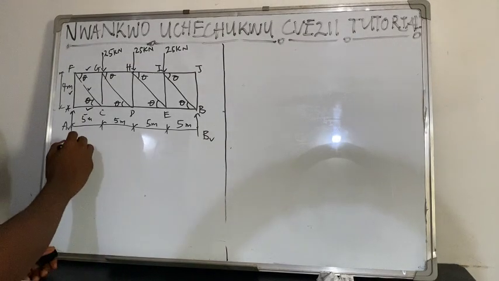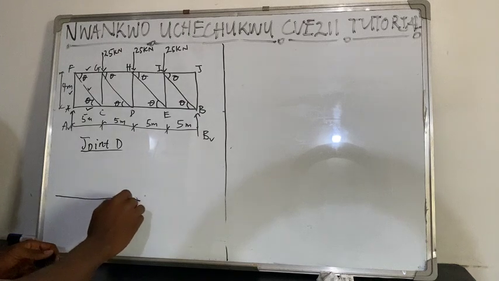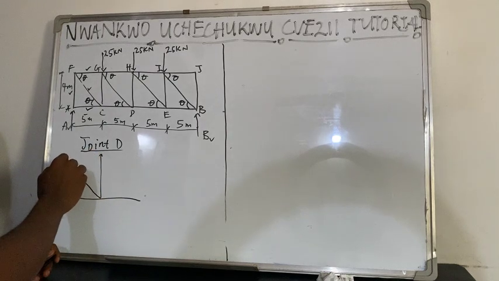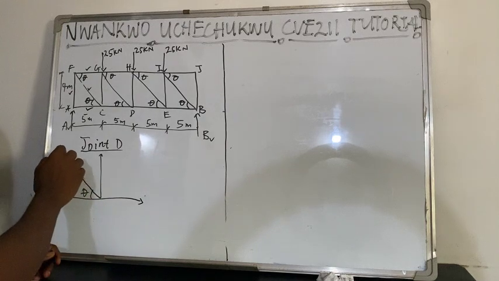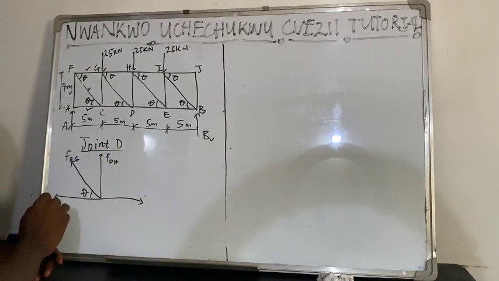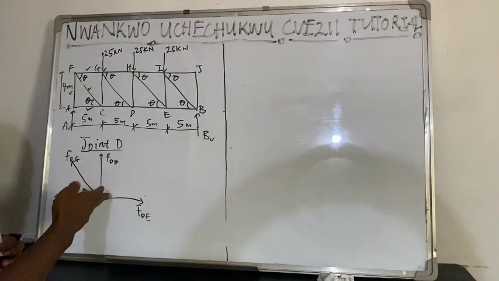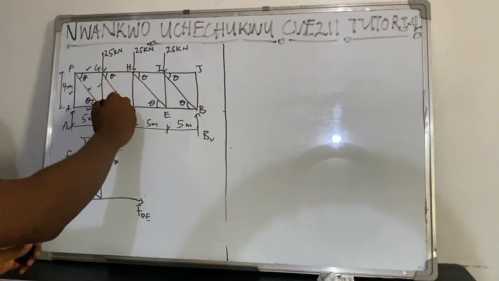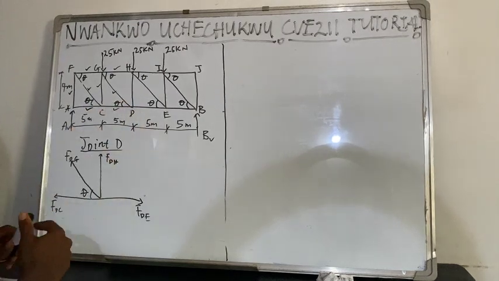So let's move on to joint D. This is what we have at joint D. I don't know if there's any need for me to explain why we're using joint D again, but for the sake of clarity I'll keep explaining this, because the more you hear it, the more you get to understand it. I didn't use H because we have three unknowns there, but at D we have just two unknowns. So that's why I'm using D.